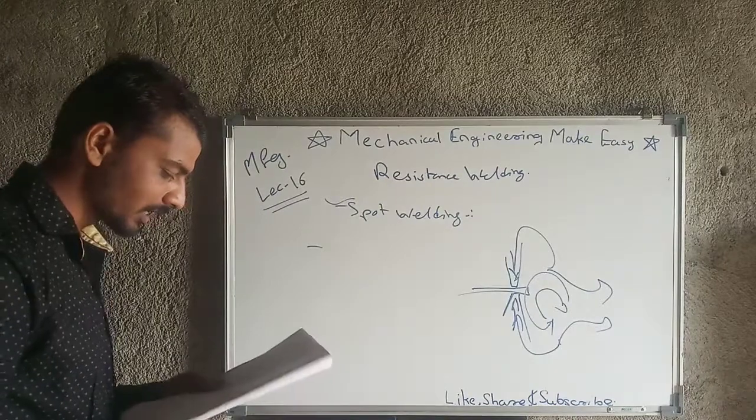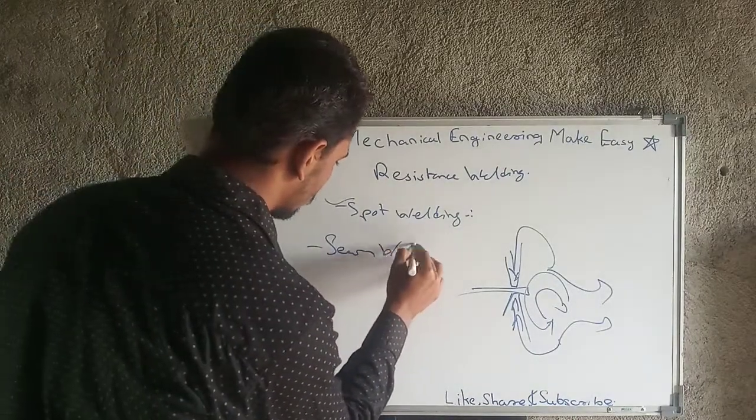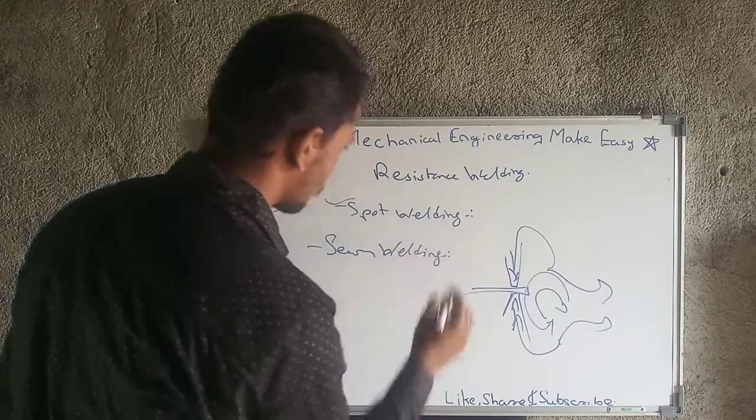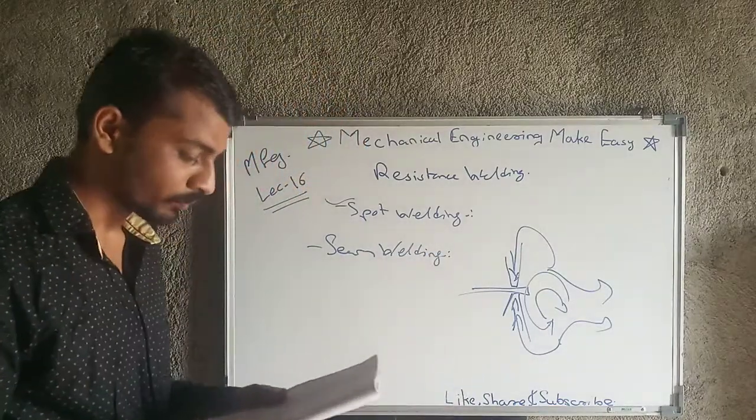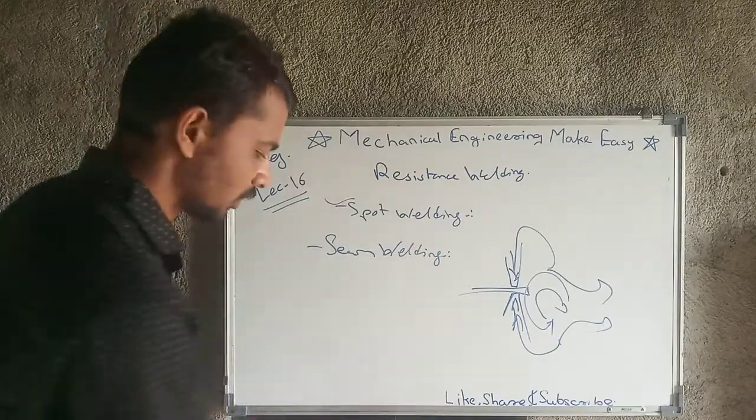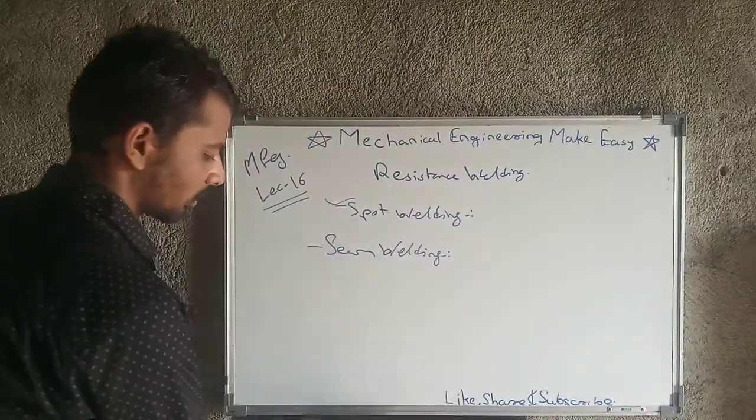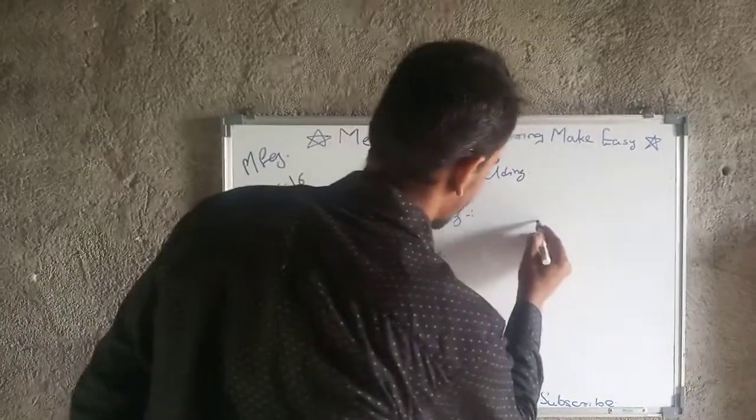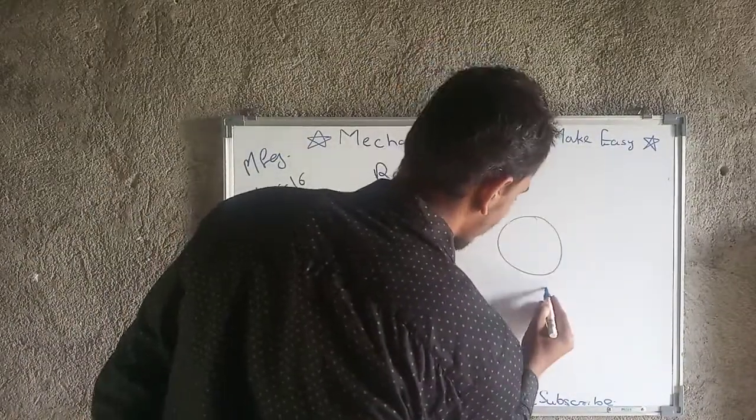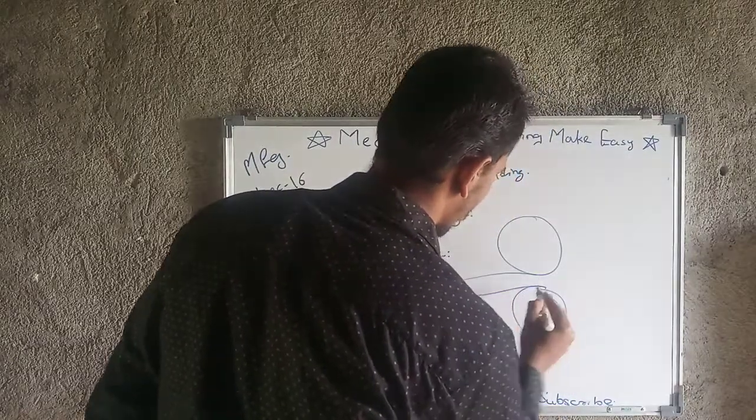Then second is seam welding. Second type of resistance welding, that is seam welding. In this case pressure is applied with two roller electrodes. Means what is seam welding? I will give you an idea with a figure. The electrically conducting rollers will be there and the workpiece will be passed through these rollers.